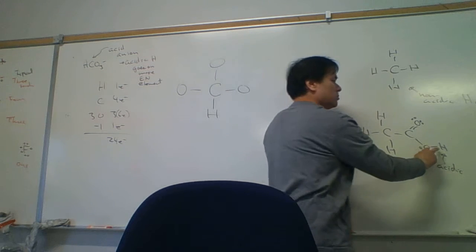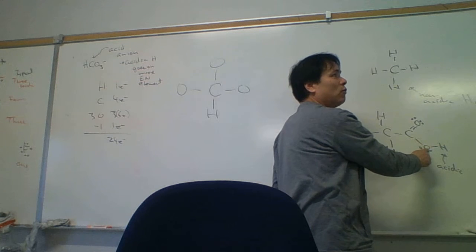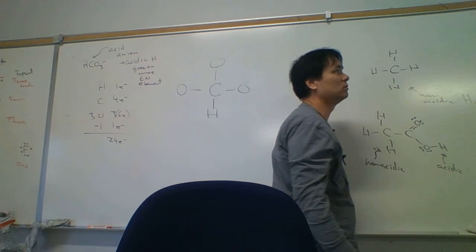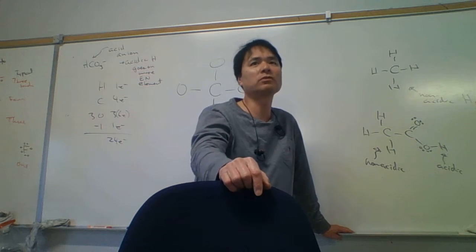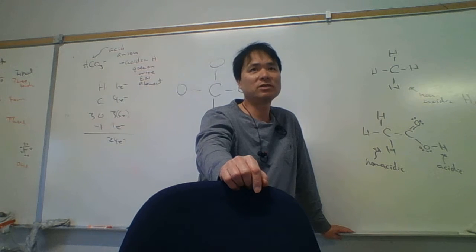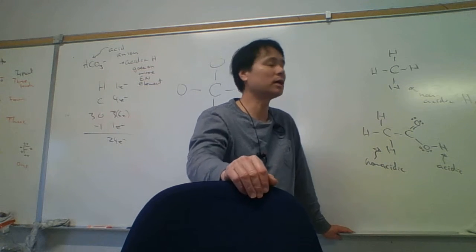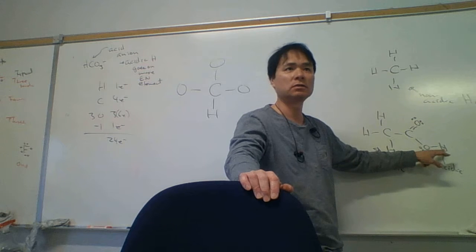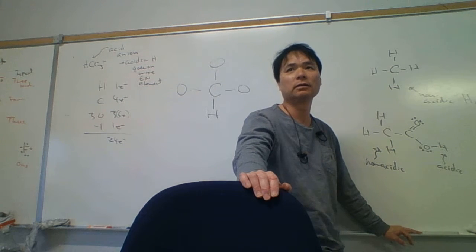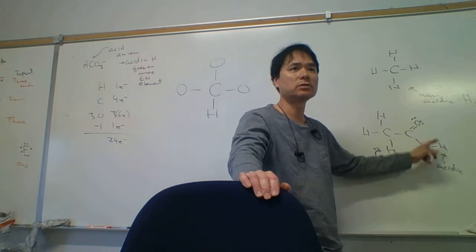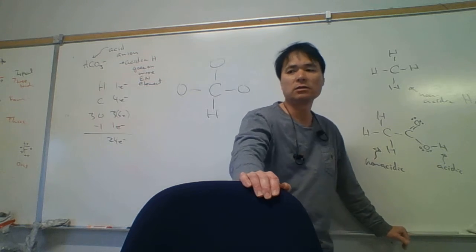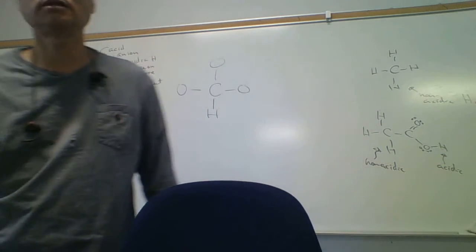Versus an oxygen-hydrogen bond, oxygen is at 3.4, hydrogen is at 2.2, giving us a 1.2 electronegativity difference. A 1.2 electronegativity difference, although not ionic, is quite polar. This is a polar covalent bond, making this hydrogen much more acidic. And so it has to do with the electron cloud.